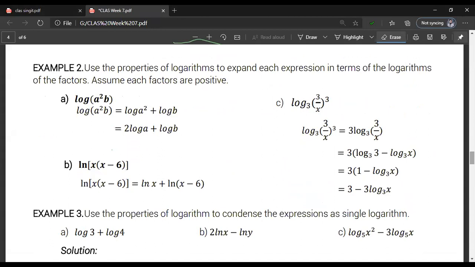So ayan. So ito, example number 2. Use the properties of logarithms to expand each expression in terms of the logarithms of the factors. Assume each factors are positive. So as you can see class, logarithm of quantity a raised to 2 with a base b, ang mangyayari is una, paghihiwalayin ko si a squared and b. So plus. Nakita niyo yung naging transformation? Ngayon, anong pwede pang galawin? Si 2, pwedeng ibaba. So, kaya naging 2 log a plus log b.